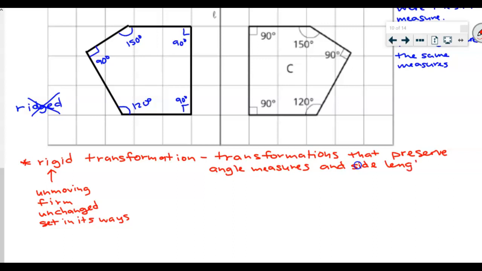Pencils are moving because this is a very important conclusion to come to. This is the only place you'll see this vocabulary word. Not just side lengths, but I'm also going to say distances.